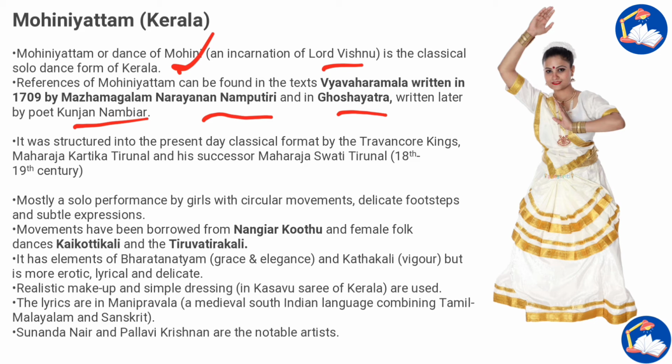It was structured into the present-day classical format by the Travancore kings, especially Maharaja Kartika Tirunal and his successor Maharaja Swati Tirunal. Mostly a solo performance by girls, with circular movements, delicate footsteps, and subtle expressions. Movements have been borrowed from Nangyar Koothu and female folk dances like Kaikottikali and Tiruvathira Kali. It has elements of Bharatanatyam's grace and elegance and Kathakali's vigor, but is more erotic, lyrical, and delicate.